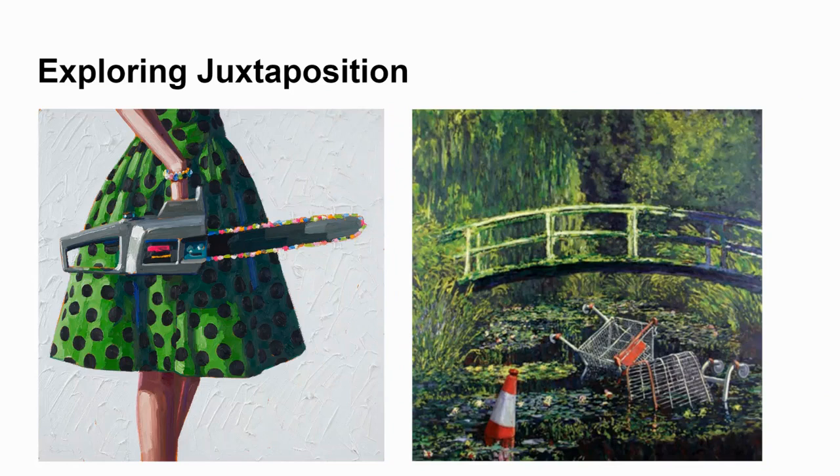Exploring juxtaposition, it's got opposites. Think of opposites. So you see on the left here what you would think is a very feminine type of dress. She's got a little thing on her wrist there, all very flowery and feminine. And then she's carrying this very large saw that she will probably use to chop her ex-husband in half with. And on the other side, this beautiful scenic Monet painting, it's so beautiful. And then there's trash in it. So things that are opposites put together in the same picture. How could you explore juxtaposition as a question? That would be a fun one.